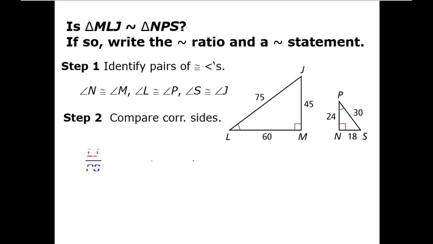All right, and then I'm going to compare the corresponding sides. So we're going to start with LJ. LJ corresponds to PS, so that's going to give me 75 over 30. Okay, so we're going to reduce this. We are not doing any crazy division and scratch work all over the place. Little bit at a time here. Are they both even numbers? No, they absolutely are not, which means I can't divide by 2. Are they both divisible by 5? Yes. Okay, so how many times does 5 go into 75? 15. And 5 goes into 30 six times. So now I'm at 15 over 6.